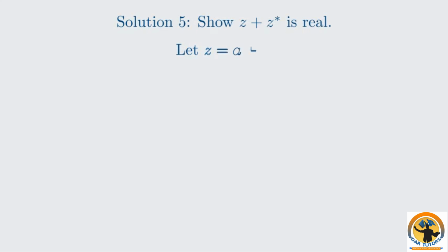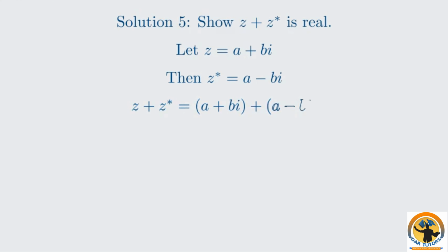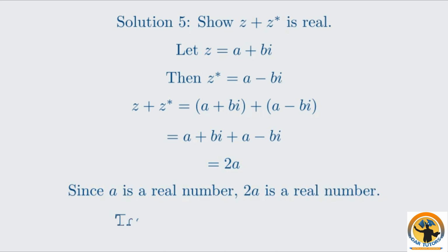Finally, here is the solution to question 5. We need to show that z plus z star is always a real number. Let's start by defining z in its Cartesian form. If z equals a plus bi, then its conjugate z star is a minus bi. Now let's add them together. z plus z star equals a plus bi plus a minus bi. The imaginary parts, plus bi and minus bi, cancel each other out. The result is 2a. Since a is a real number, 2a is also a real number.